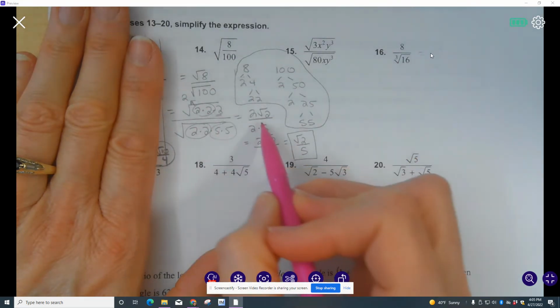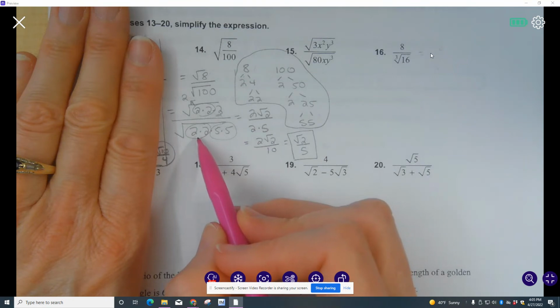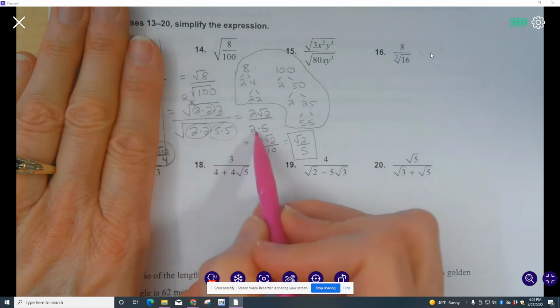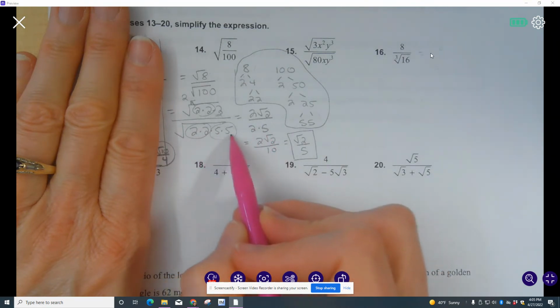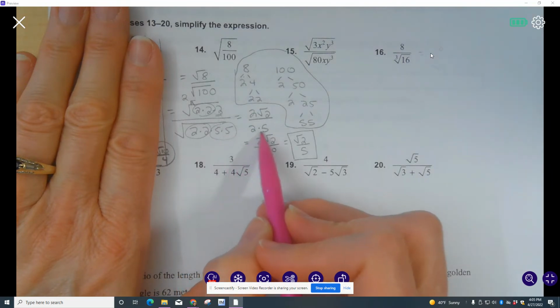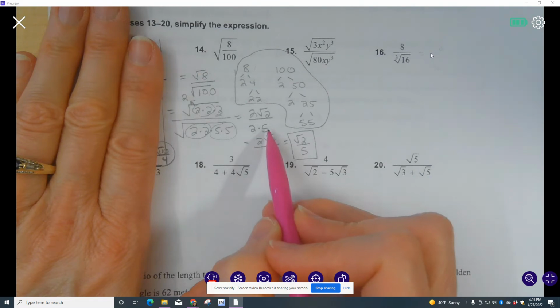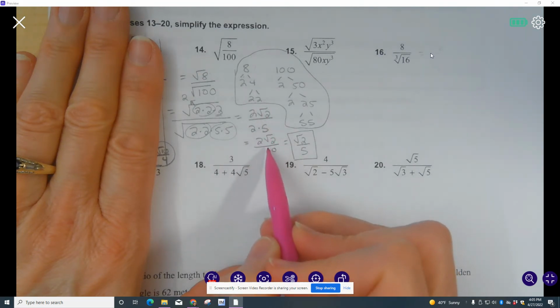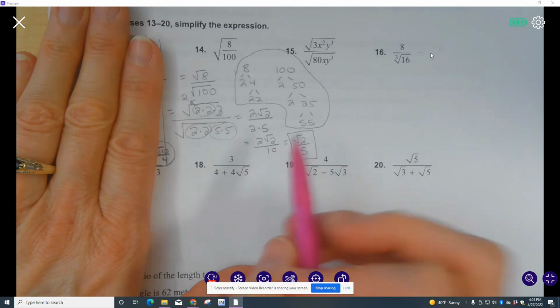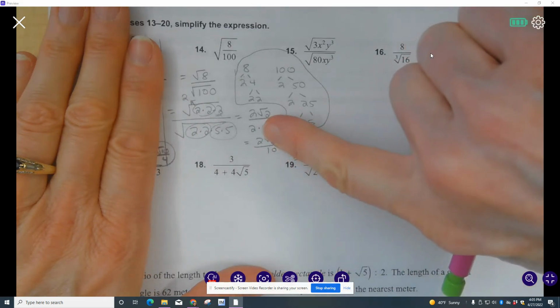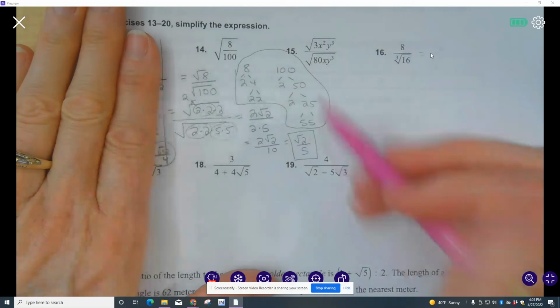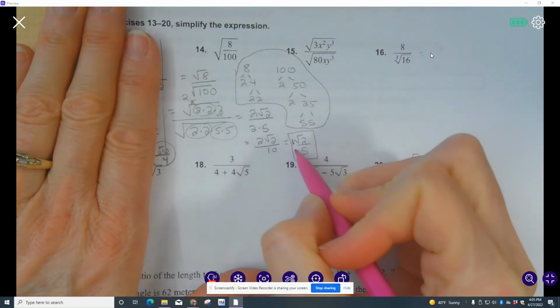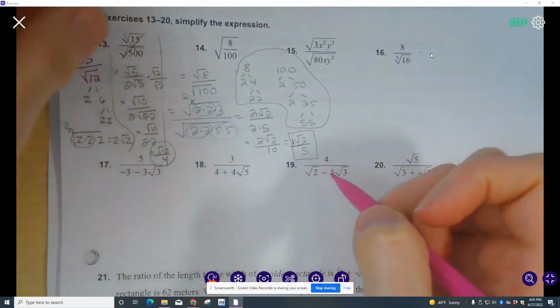This 2 was stuck inside. Here, 1, 2 got out and a 5 got out. Everybody in the jail was circled, so jail is empty. So outside the jail, I have 2 times 5. So in the top, I have 2 times the square root of 2. In the bottom, I have 10. Cover up the jail. 2 over 10 is the same as 1 over 5. Okay.